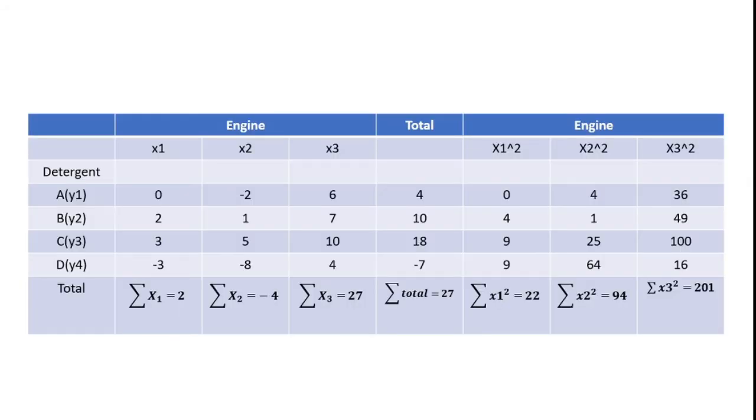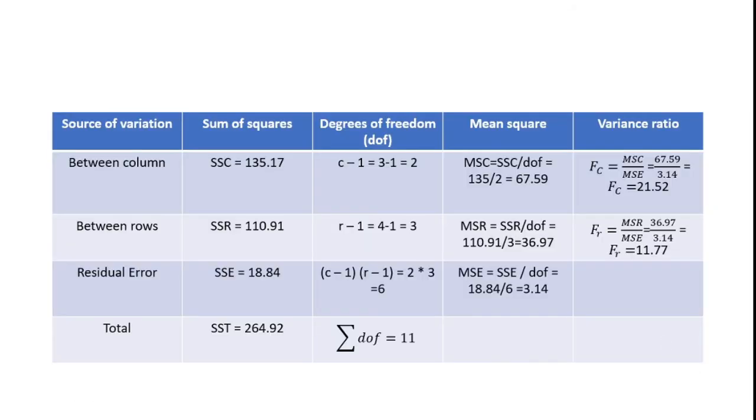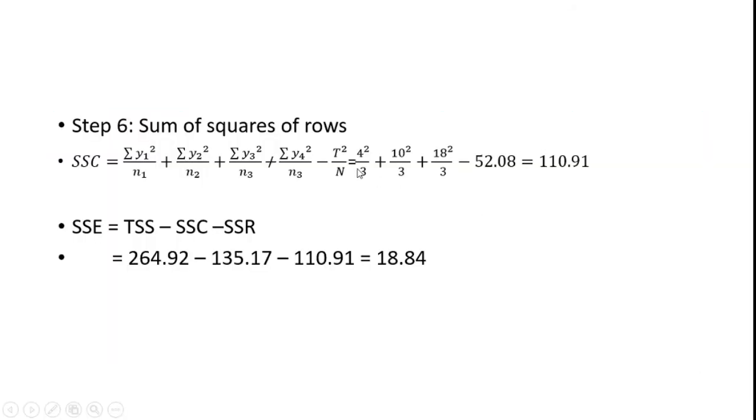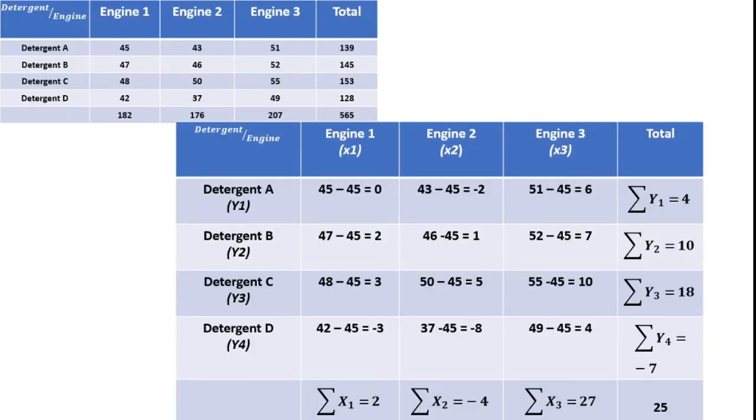What is the summation of y1 square? Already I found with the equation that summation of y1 is equal to 4, summation of y2 is equal to 10, summation of y3 is equal to 18, from the other table. From that I may get the summation of y1, y2, y3 and y4. Here I substitute all the values into the available equation, which means 4 square by 4, plus 10 square by 3, plus 18 square by 3, and also plus minus 7 square by 3.